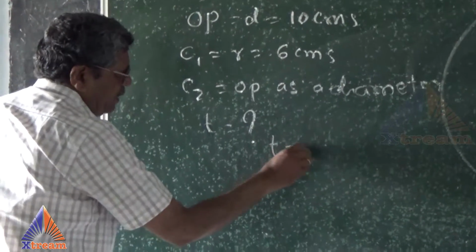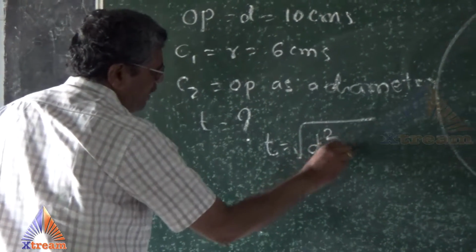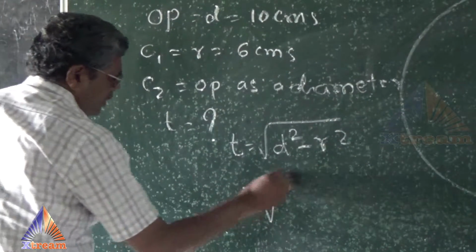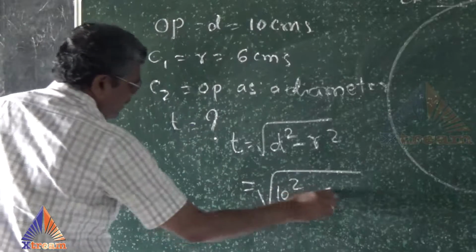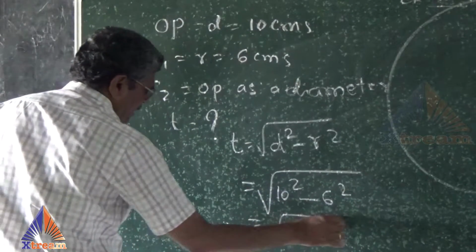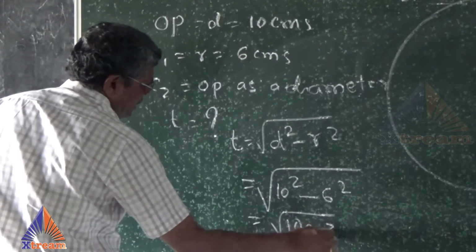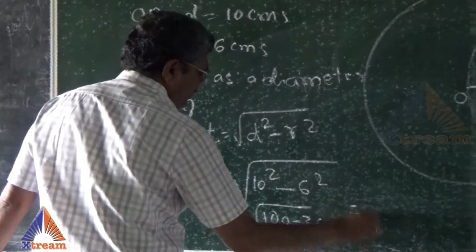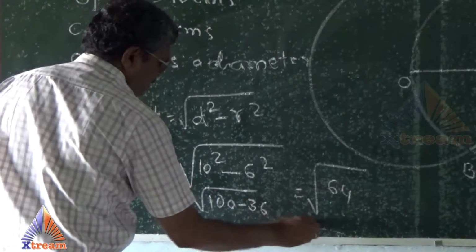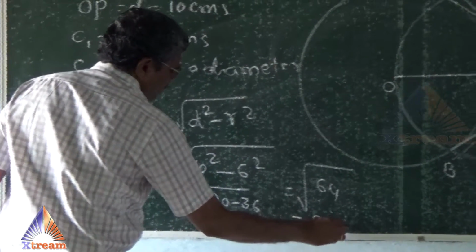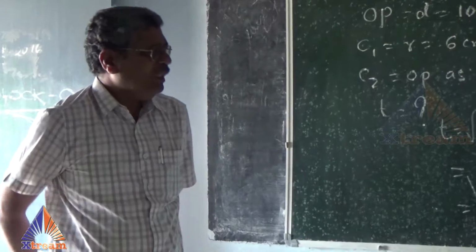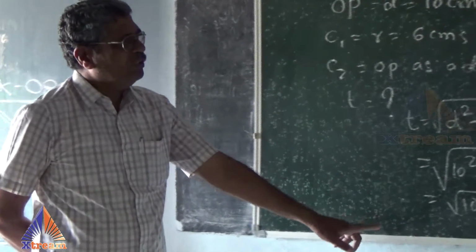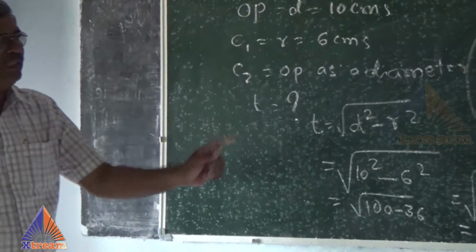Now verify this using the formula T is equal to square root of d square minus r square. D is given as 10, 10 square is 100. R is given as 6, 6 square is 36. This equals root 64, and root 64 is equal to 8. So the length, as well as the verification by the formula, is 8 centimeter. So AP is equal to BP is equal to 8 centimeter.